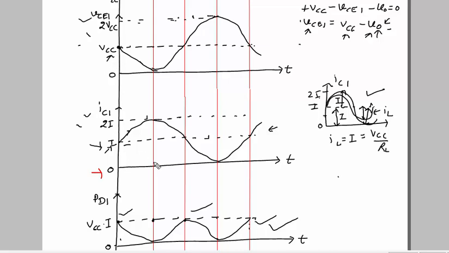Now at this time, what is PD1? PD1 will be I into 0. So PD1 will be 0. Now at this point, IC1 is always I. Here VCE1 equals VCC. So again it will be VCC into I. Now at this point IC1 is always I, but here VCE1 equals 2 VCC.